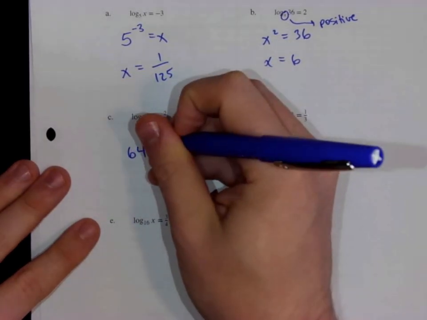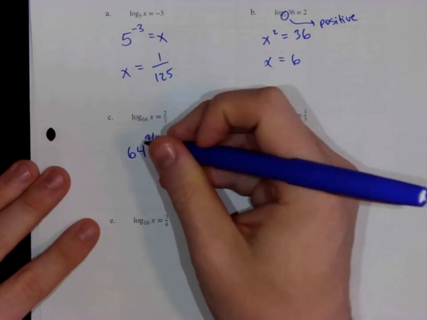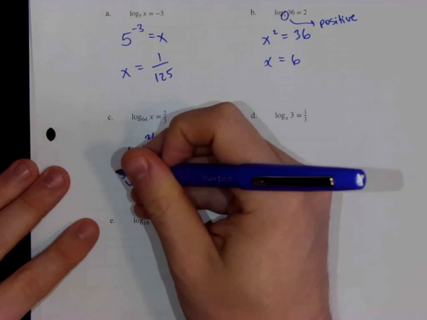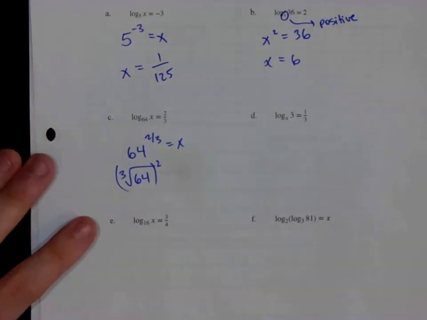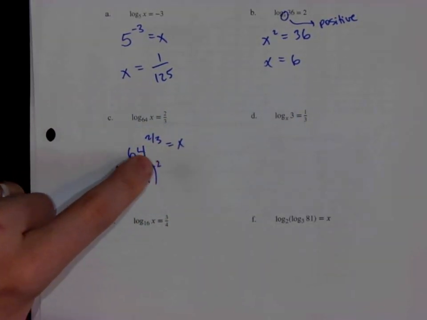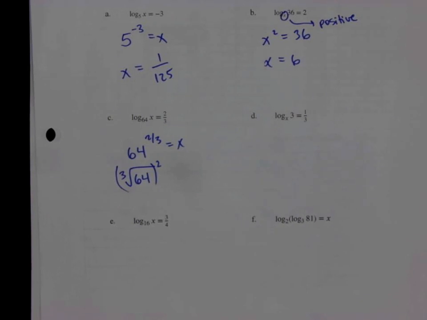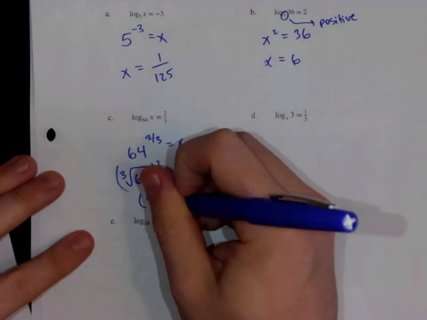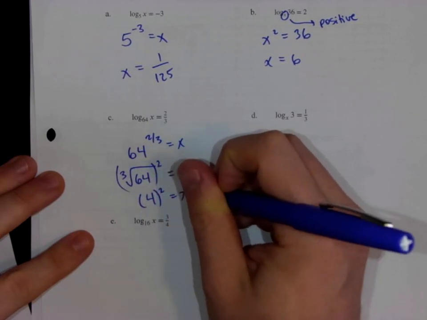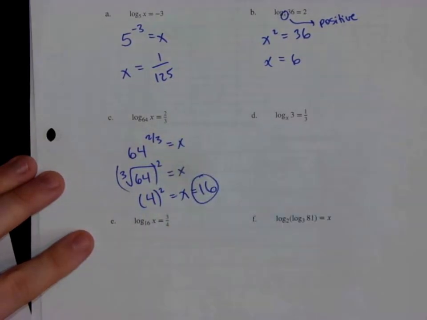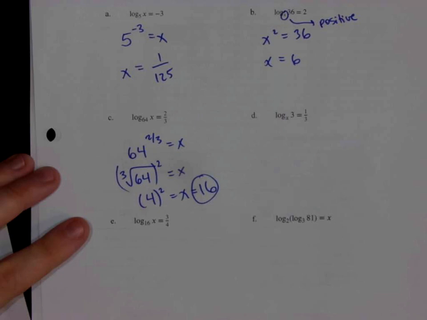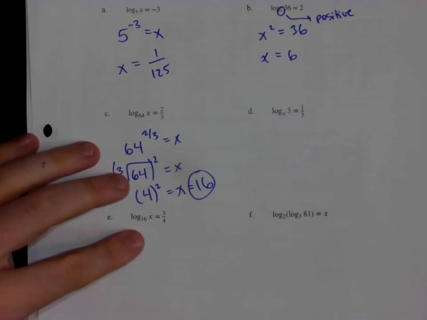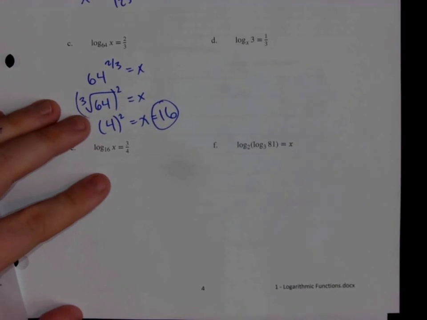64 to the 2/3 equals x. I'm going to change this into radical form. Cube root 64, and I'm going to do something slightly different, where I'm going to put that in brackets and square it there, instead of squaring inside, which is the exact same thing. But now that tells us that we can take the cube root first, which is a little easier, then square it, and that must mean that x equals 16. Okay, so in those questions, we're always going to do the radical first, then the exponent after. Okay, so I'll skip D and E for you to do on your own.